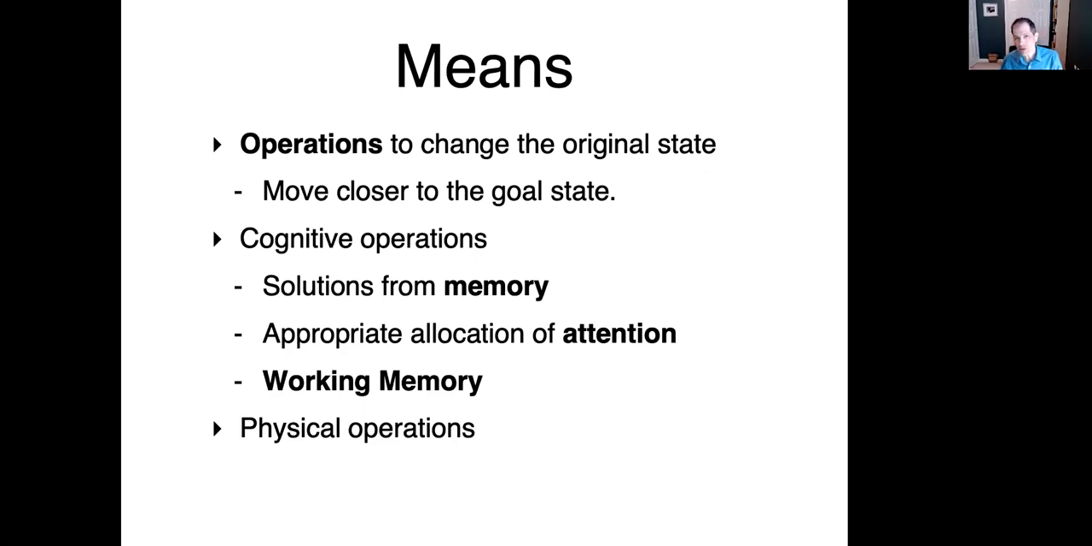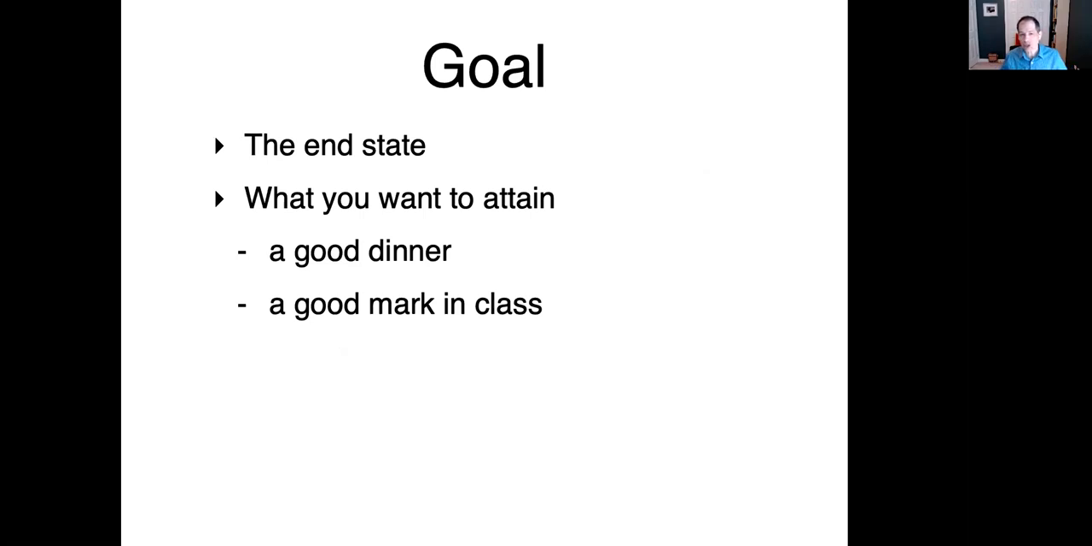And of course, they're also going to involve physical operations, being able to move something, being able to cook something over here while you check on the temperature of something over here, right? So there's cognitive things, but also physical things that allow you to remove the obstacle, change the initial state into the goal state. And of course, the goal is what you want to attain, whether it's a good dinner, a good mark in class, or any other example of some kind of a goal that isn't immediately apparent.